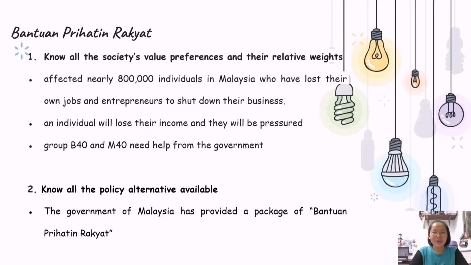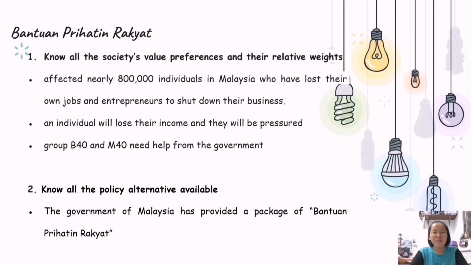Next, the COVID-19 pandemic has brought a lot of negative impact to our country. Therefore, in the rationalism theory, the policymaker needs to make decisions rationally. So, the government of Malaysia needs to follow 4 elements to rationally make decisions before coming out with a policy. The first element is know all the society value preferences and the reality weight.